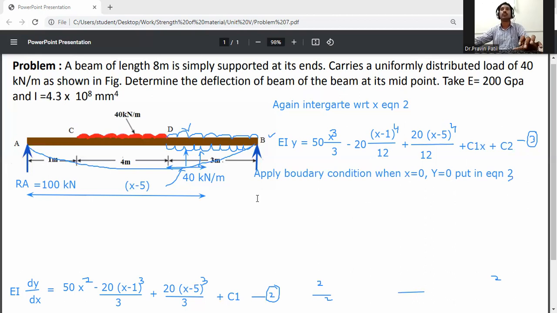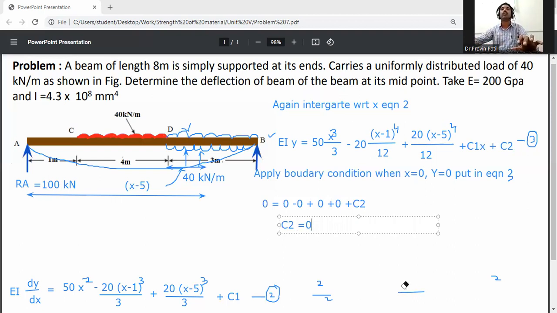So put this in equation number 3. EI y is 0, so this one will be 0. 50 into x cube divided by 3, this term will also be 0. Minus 20 into (x minus 1), 0 minus 1, this term will also be 0. Then plus (x minus 5) raised to 4, 0 minus 5 raised to 4, this term will also be 0. Then plus c1, it is also 0. Then plus c2. So c2 is equal to 0.